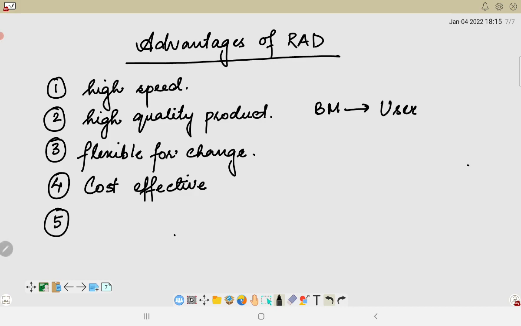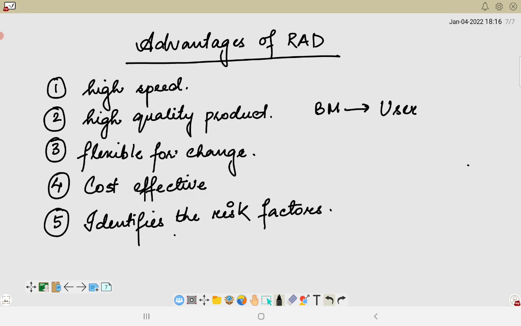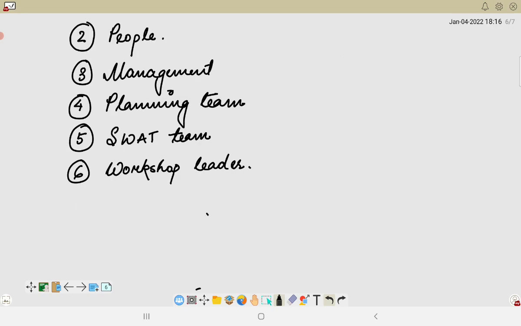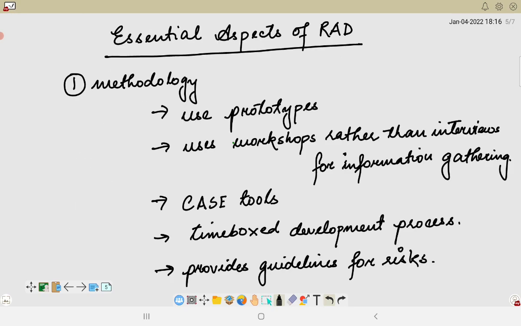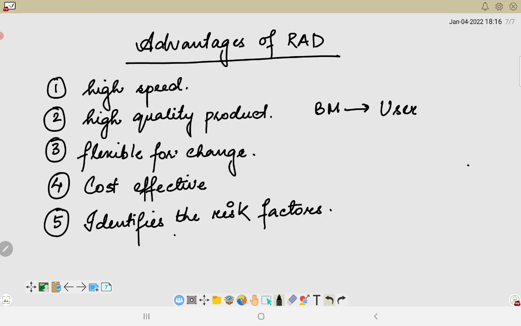And the last advantage related to this particular model is that it helps to identify risk factors. So we do not need a separate risk analysis phase. The risk factors are identified by the developers, by the code generation, as well as by the users when the prototypes are developed or generated.